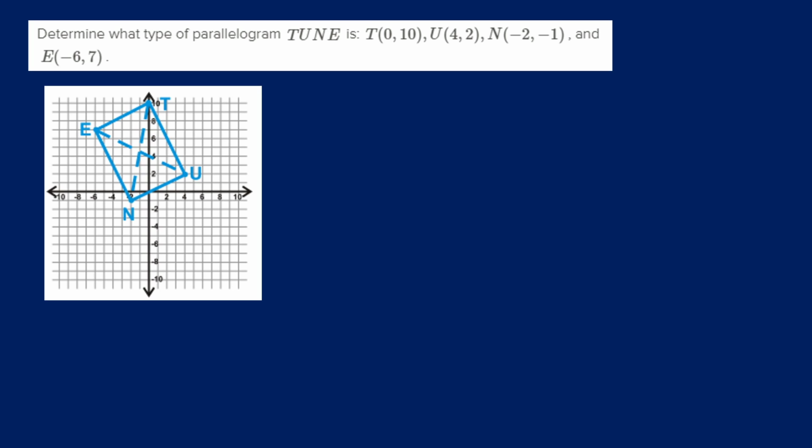Our initial instinct would be like, maybe this thing's a rectangle. Well, so how can we show that? A couple different ways, and I'll go through a couple different approaches, but first thing you could do is show if the diagonals are the same.